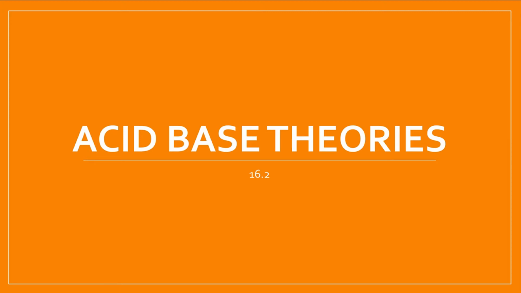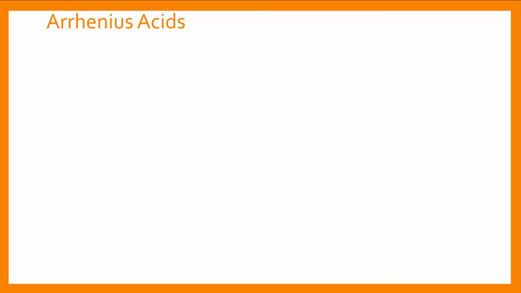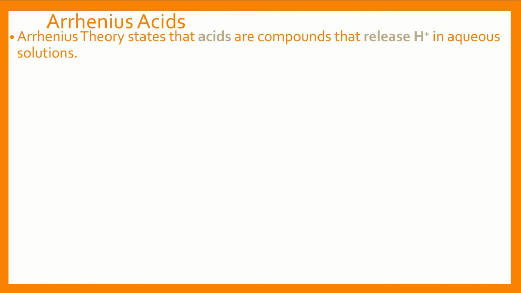Right, 16.2, some acid-base theories. There are a couple of different theories about how acids work and how they work together. We're going to have to discuss them and be aware of them. The first one is the Arrhenius acid, and this is the one we're already pretty familiar with, or hopefully are.